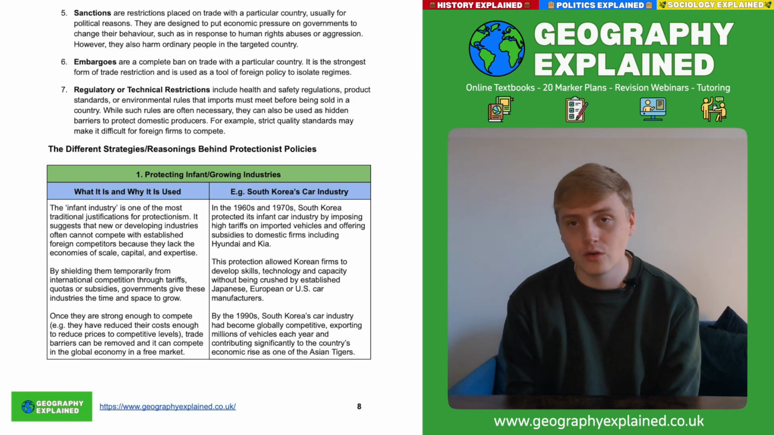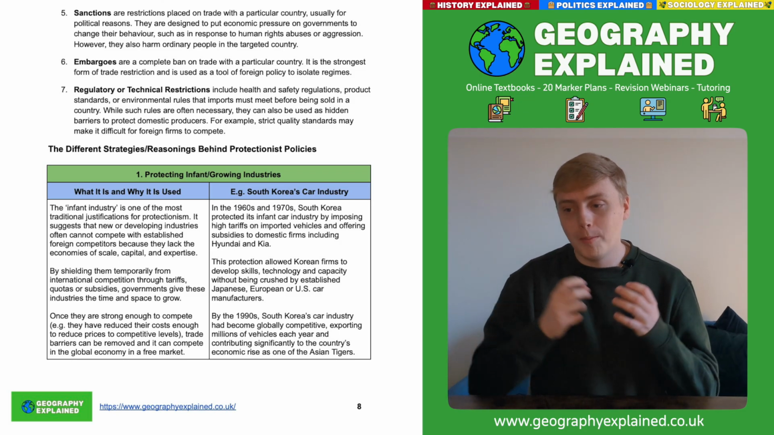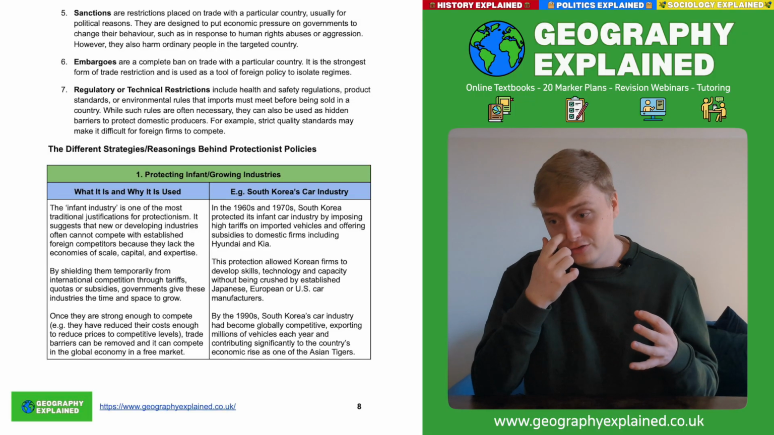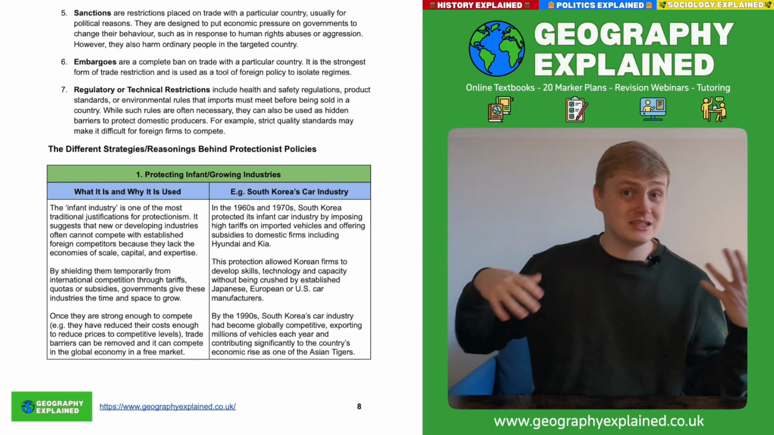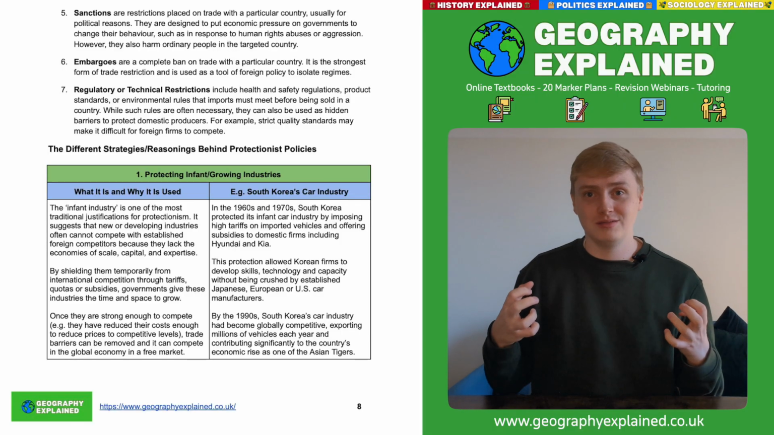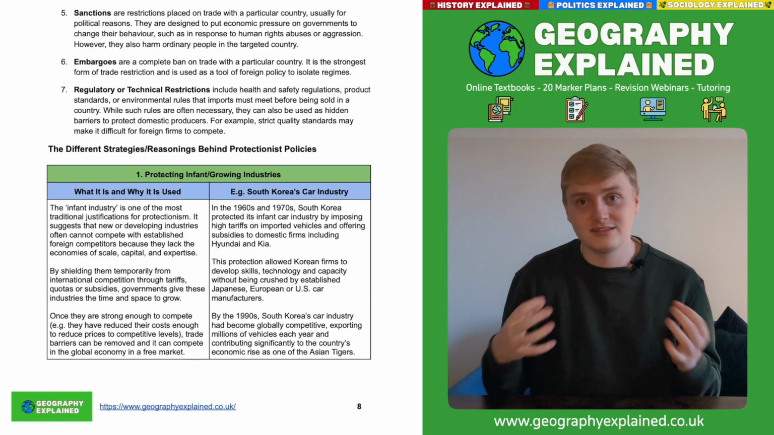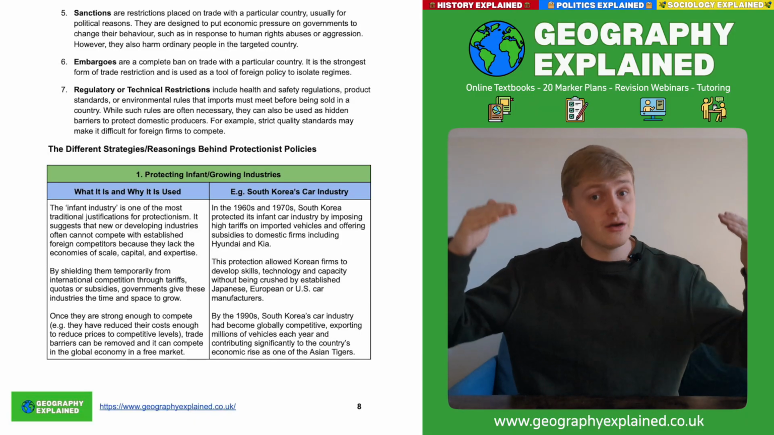So this is the idea that when an industry is growing within a country, it's simply not powerful enough yet to compete on the global market with foreign competition. It's particularly for low and middle income countries who maybe don't have these kind of key established industries, and it's difficult to go and compete. So what a country might do is put tariffs up.